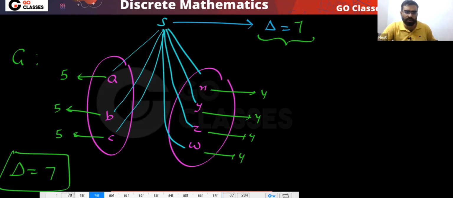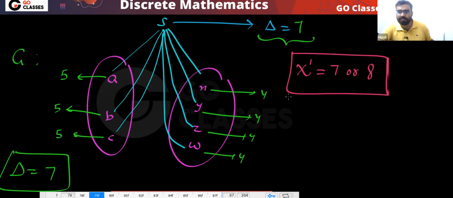So the answer should be what? Either 7 or 8. The answer should be 7 or 8, correct? So what should be the answer? So the answer will be actually 7.